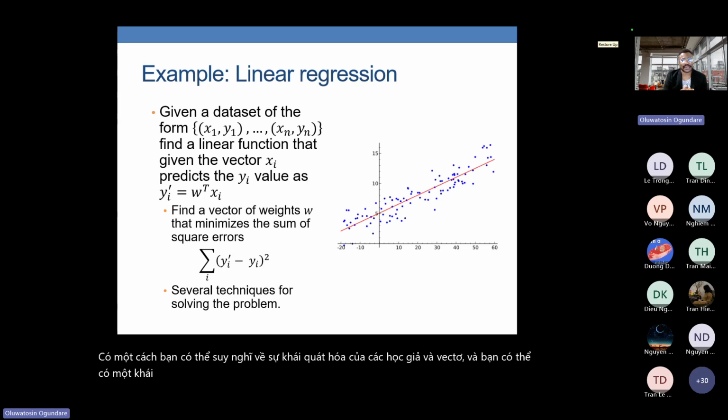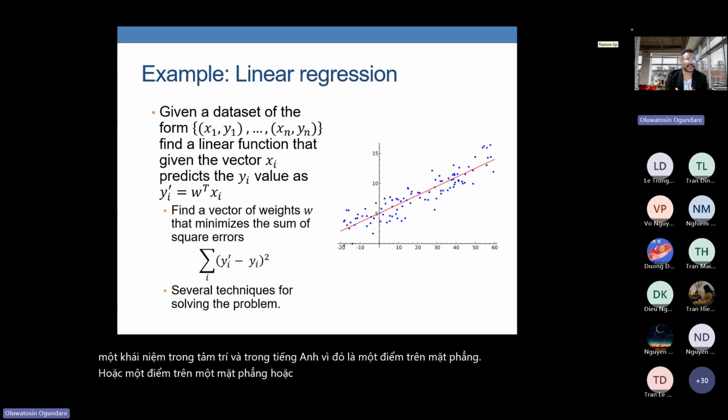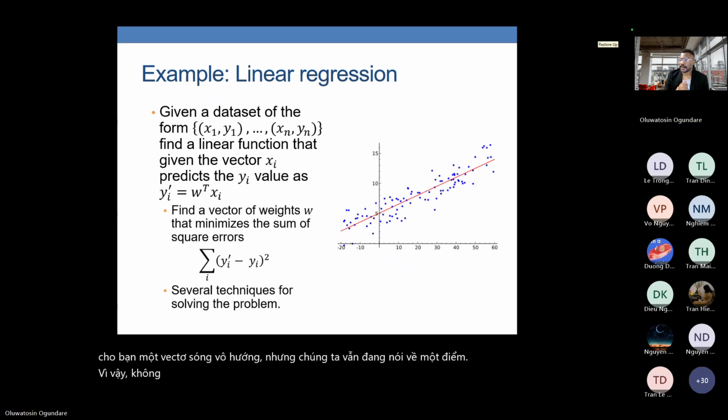And the English for that is a point on a plane, or on a line. That will give you a scalar or a vector, but we're still talking about a point. So it doesn't matter what the dimension of the plane is, this idea will still be relevant.